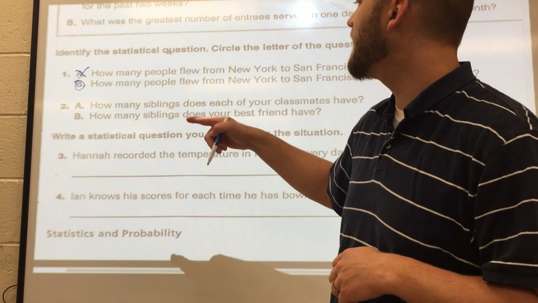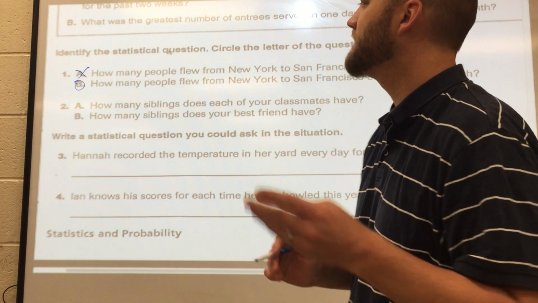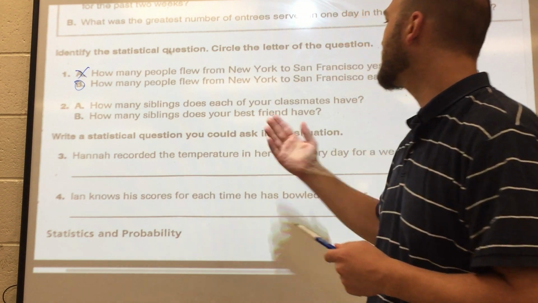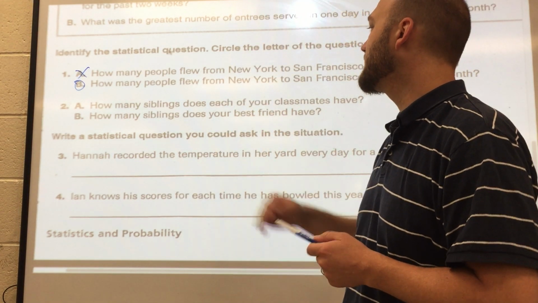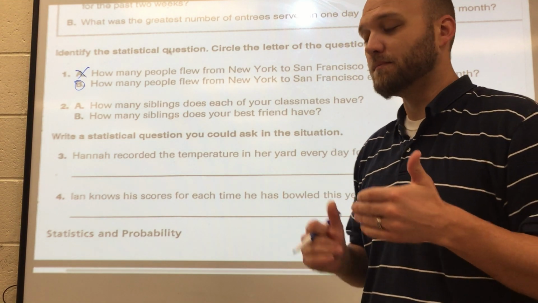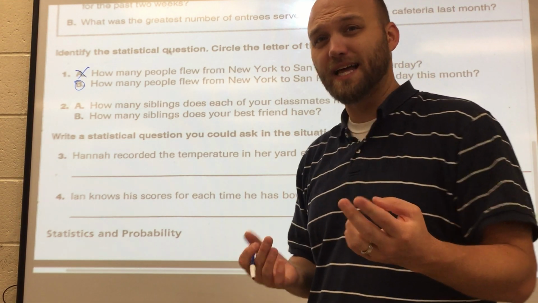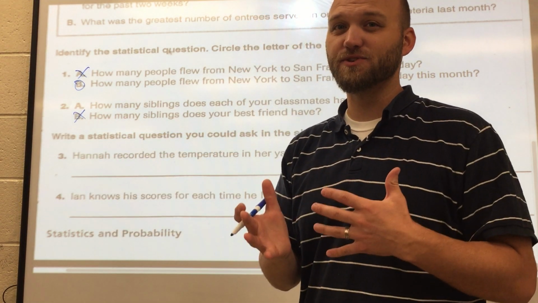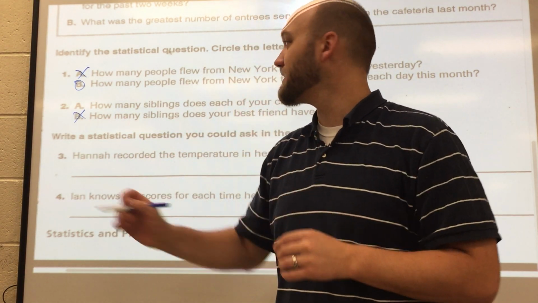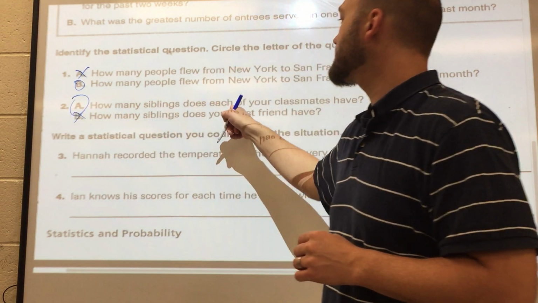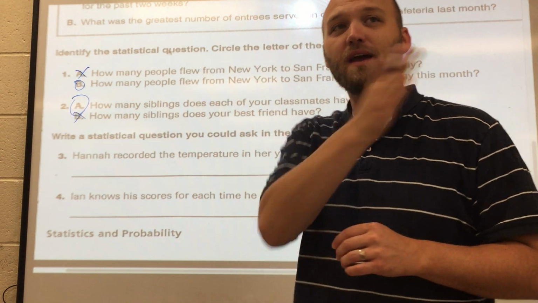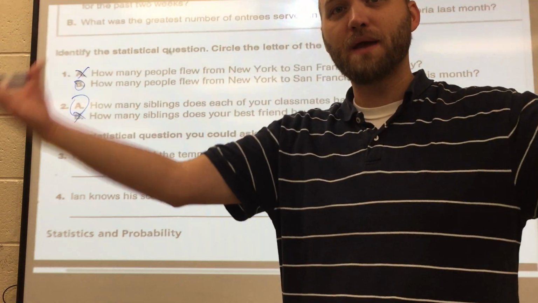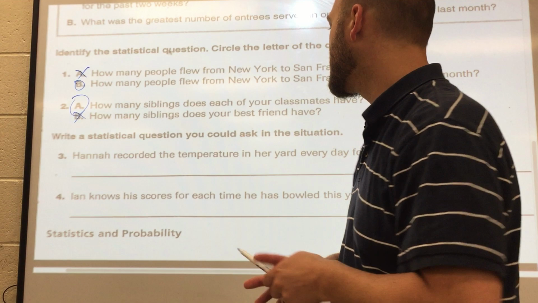Let's look at number 2 and then we'll move to number 3. There's a whole second worksheet to this. How many siblings does each of your classmates have? Or how many siblings does your best friend have? Well, my best friend is only one person, whereas my classmates are several people. So my best friend does not constitute the statistical question. How many siblings do each of your classmates have? Every single one of my classmates is different, and their answers are going to be different. Then we're comparing them together, and that gives us our statistics.